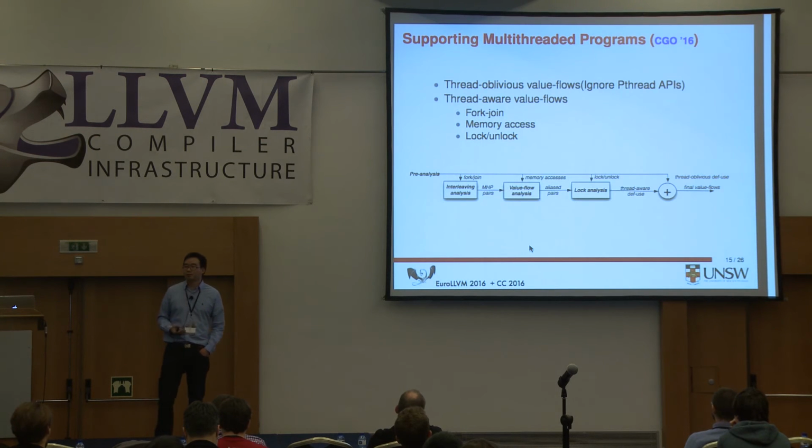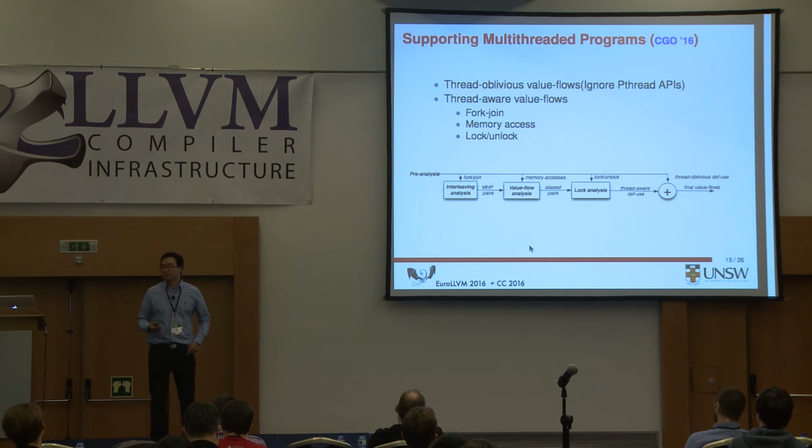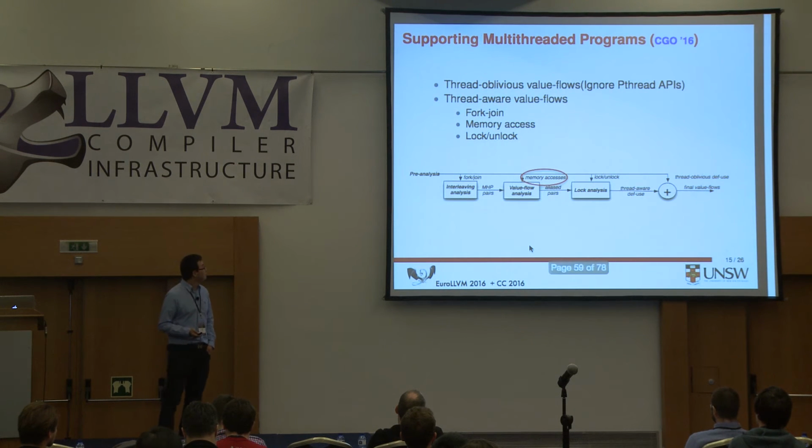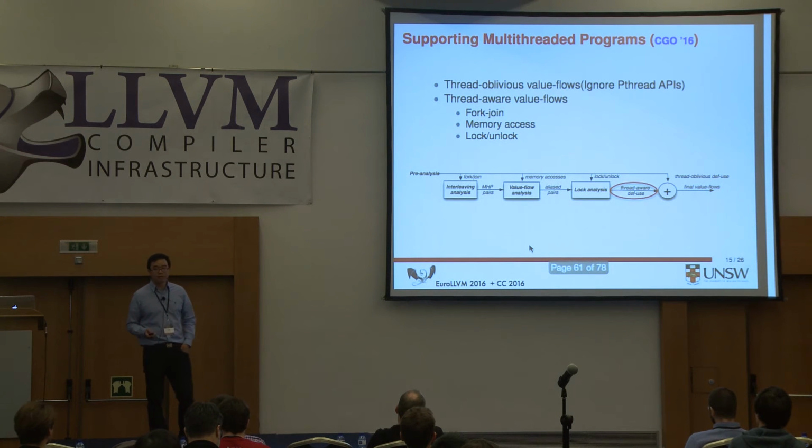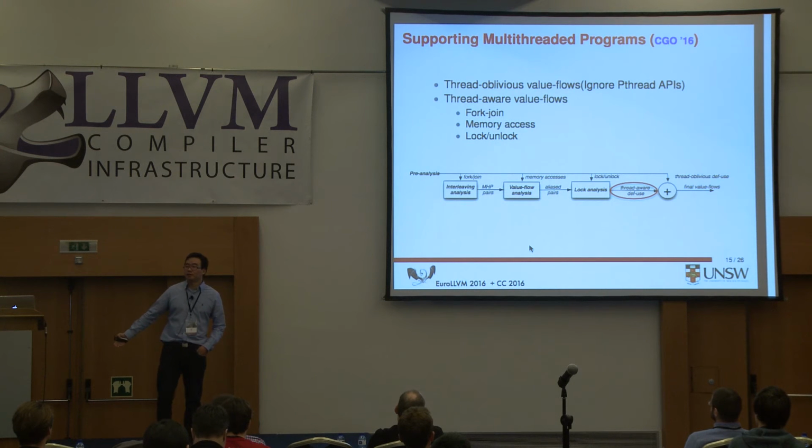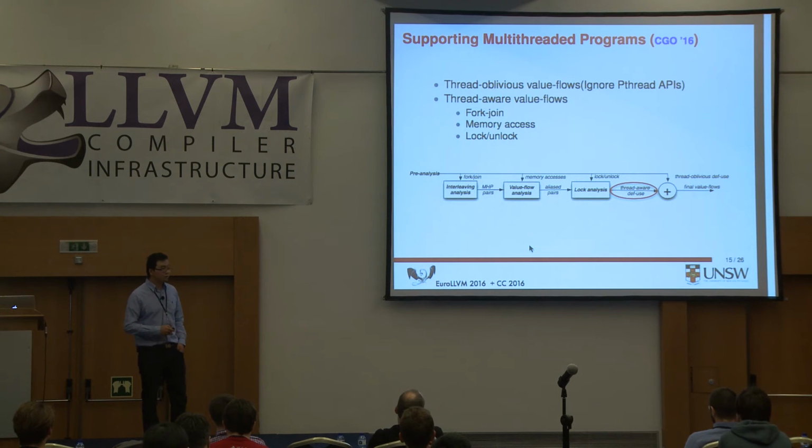So how do we solve this? In order to obtain sound and precise inter-thread value flows, we perform a series of static, context-sensitive thread interference analyses to reason about fork/join, memory access, and lock/unlock. Eventually we produce thread-aware value flows to combine with the previous value flows we compute, so that we can generate sound and precise value flow for both single and multi-threaded programs. For the details of the algorithm, please refer to the paper we have published this year.